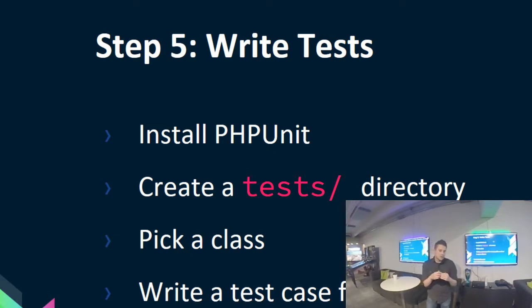So now we've kind of decoupled our request. We've decoupled the globals out of there. We don't have these function includes. So now we can write some tests. And this is where PHPUnit comes into play.